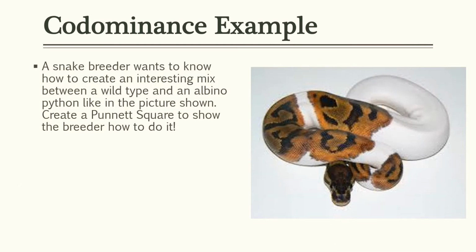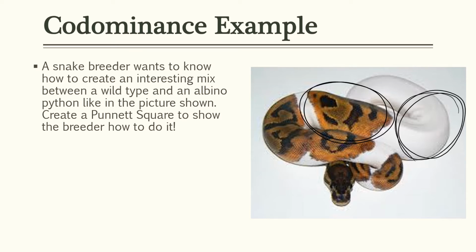So a snake breeder wants to know how to create an interesting mix between a wild type and an albino python, like in the picture shown, where you see normal bandings of color mixed with albino bandings of color. So you're going to create the Punnett square to show the breeder what parents you're going to need to get this heterozygous mix. So there's a couple different ways we can do this one.